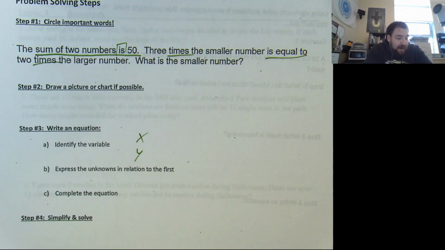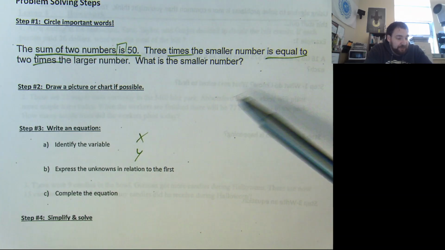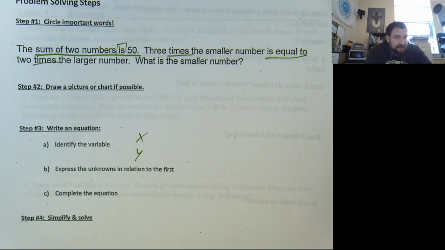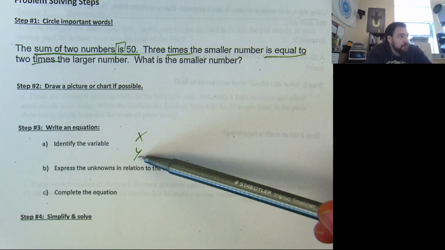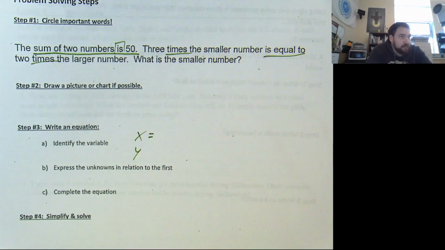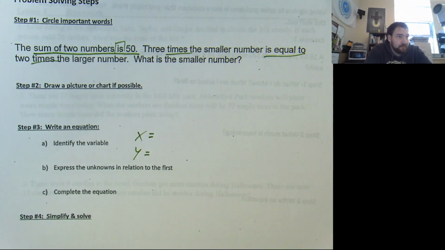So I've got 2 numbers, x and y. We know that the sum of them is 50, and 3 times the smaller is equal to 2 times the larger. Because we are asked to specify smaller numbers and bigger numbers, I have to get specific here with x and y. What do I want x to equal? What do I want y to equal? I have 2 different numbers here. If these numbers are 2 different sizes, one of those variables needs to represent the smaller value. So which one do you want to represent the smaller value? Well, 3 of you have said y, so we're going to go with y.